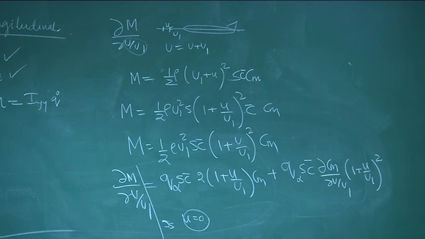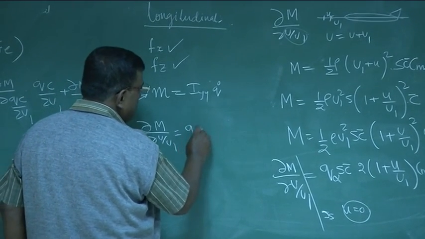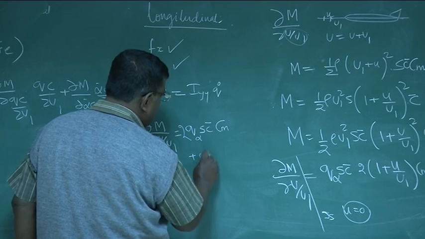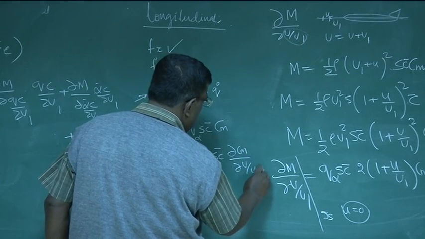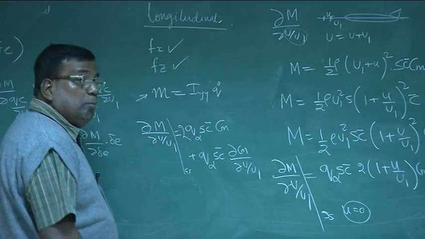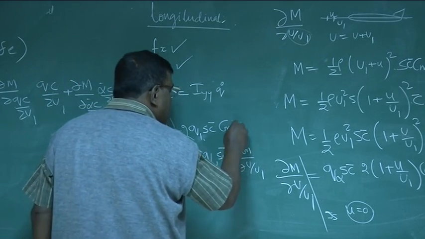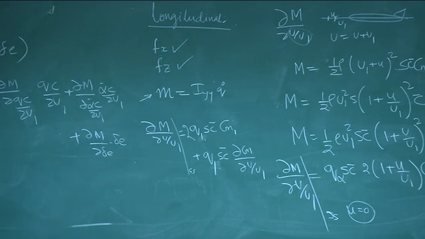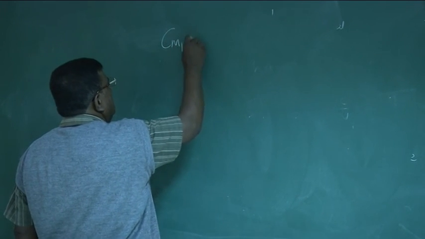I get dM by d(u by u1) as q infinity S, 2 will be here, c bar into Cm plus q infinity S c bar into dCm by d(u by u1). Okay, but since I am evaluating at steady state, not only do I put u equal to 0, but also q infinity is q1, the dynamic pressure at steady state, and Cm is Cm1 at steady state. What is Cm1 for an airplane? Cm at steady state will be 0. Cm1 is 0, that is trim.